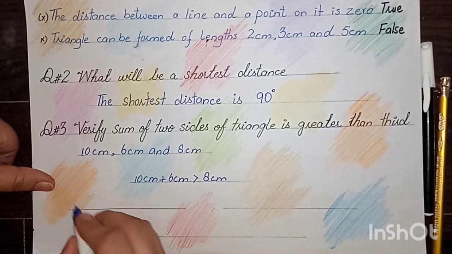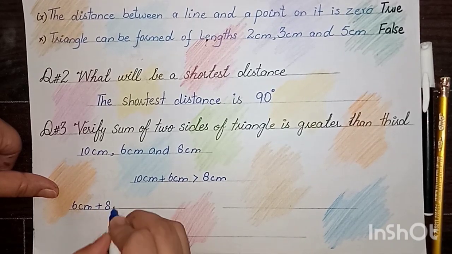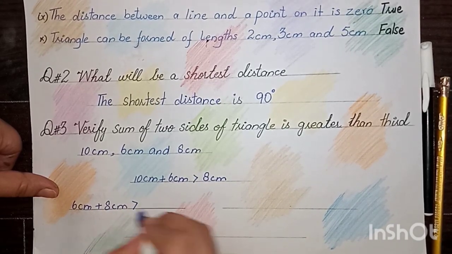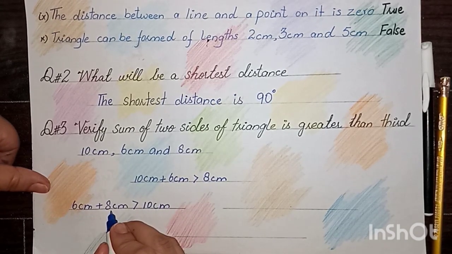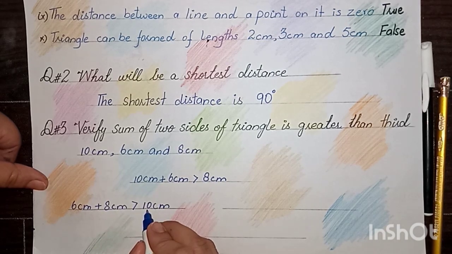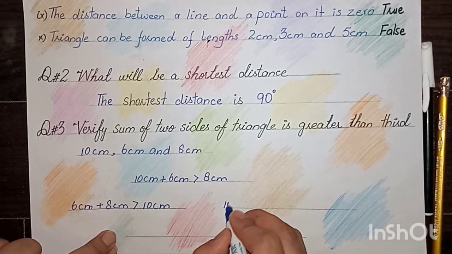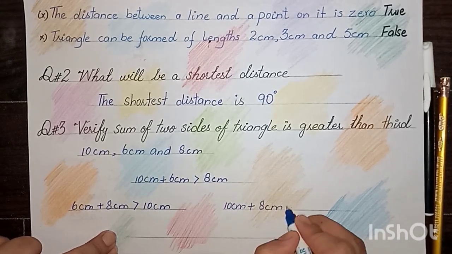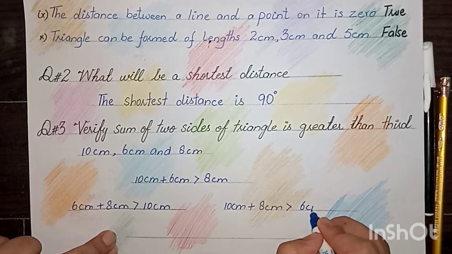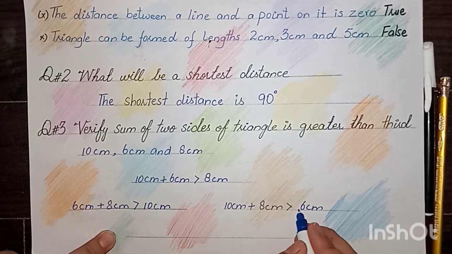Next one is 6 centimeter plus 8 centimeter is greater than 10 centimeter. 6 plus 8 is equal to 14. 14 is greater than 10 centimeter. And the third one is 10 centimeter plus 8 centimeter is greater than 6 centimeter, because 10 plus 8 is equal to 18. 18 is greater than 6 centimeter.